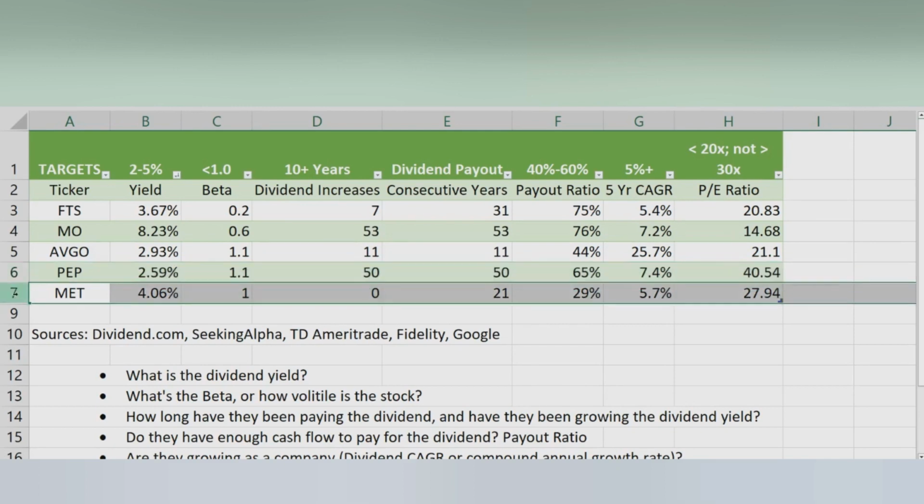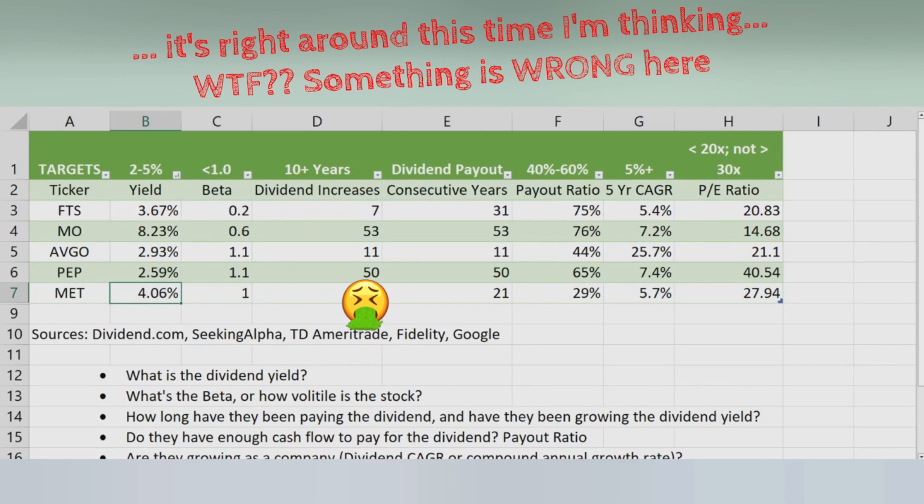And that's something you're going to find as you go through this exercise and take a look at stocks that you're interested in. And finally, let's look at something like Met. MetLife is at a 4% yield, a 1.0 beta. They have not been increasing their dividends.